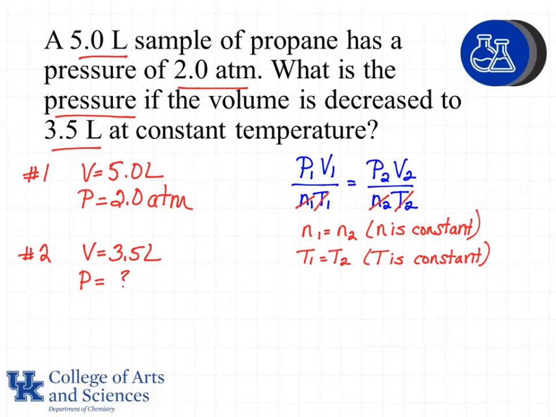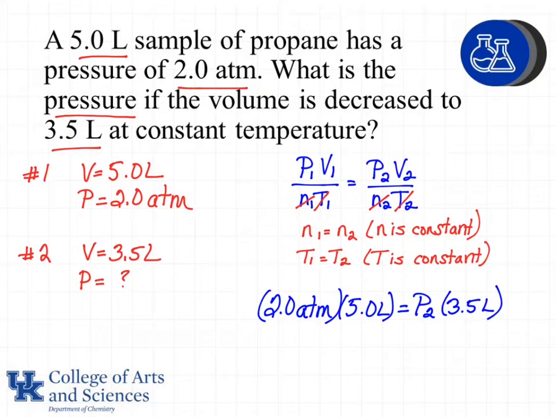Now we can plug in the values into our equation, and we get our pressure times our volume equal to our unknown pressure times our volume. Now we can rearrange the equation and solve for P2, and we get 2.9 atmospheres.